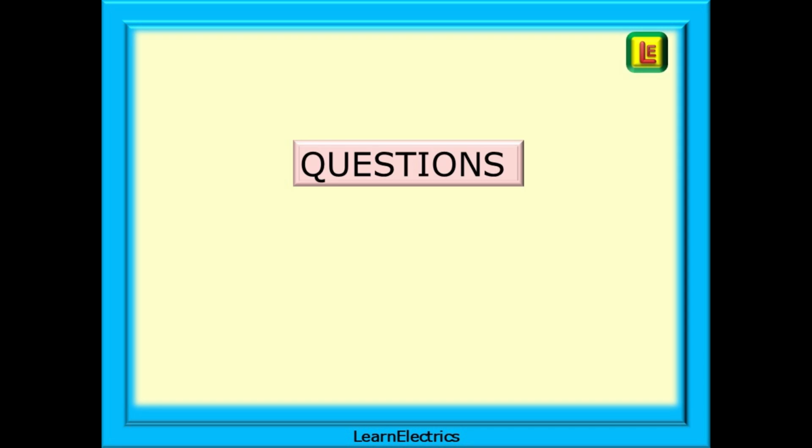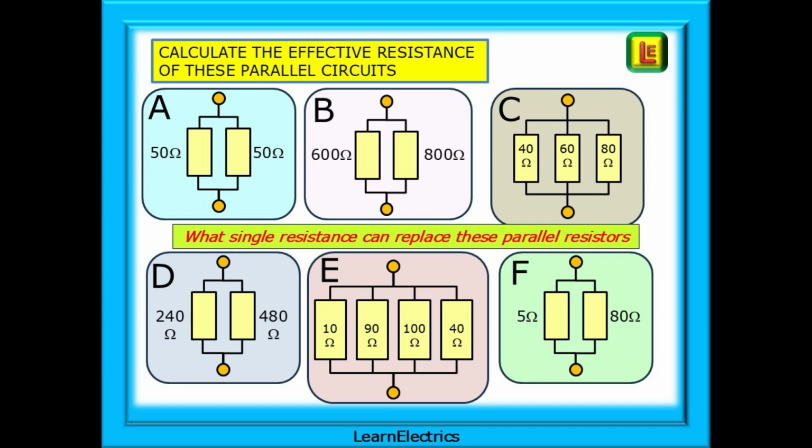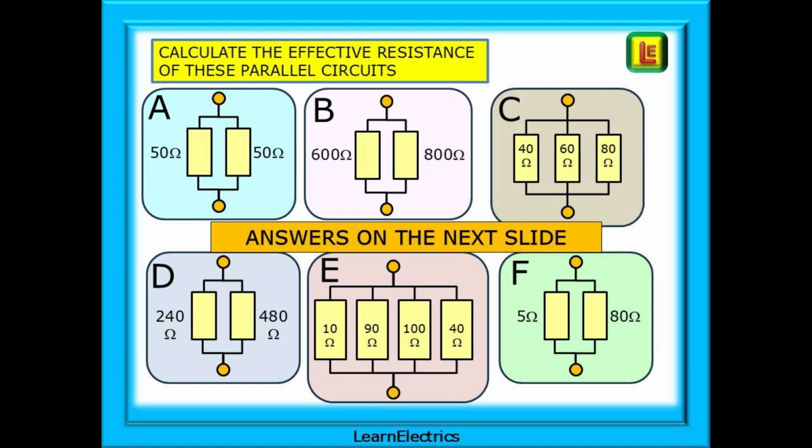And now, time for you to have a go at the MAD formula with some practice questions. The best way to learn this method is by attempting the questions. Even make up your own questions. Calculate the effective resistance of these parallel circuits. What single resistance can replace these parallel resistors? Pause the video now and have a go at the calculations. The answers are on the next slide.